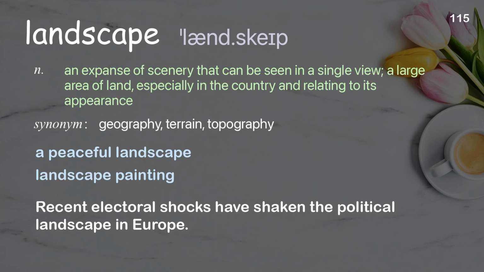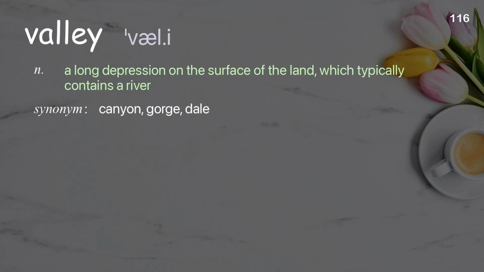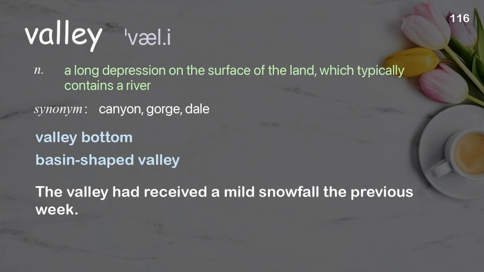Valley: a long depression on the surface of the land, which typically contains a river. Examples: valley bottom. Basin-shaped valley. The valley had received a mild snowfall the previous week.